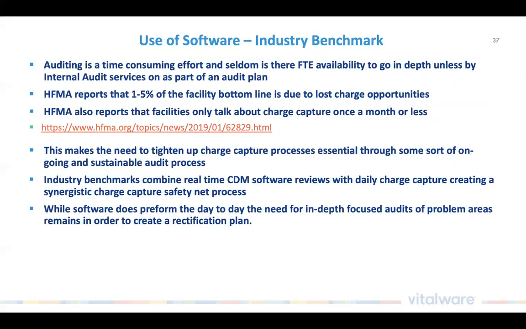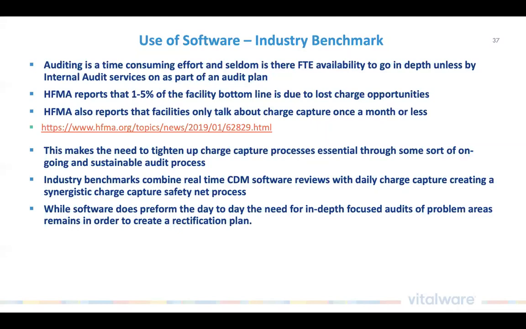The industry benchmark is to use software. HFMA reports that 1 to 5% of the facility bottom line is due to lost charges. Okay, 1 to 5% of millions of dollars on your bottom line. This is not 1 to 5% of that charge. This is 1 to 5% of the bottom line.